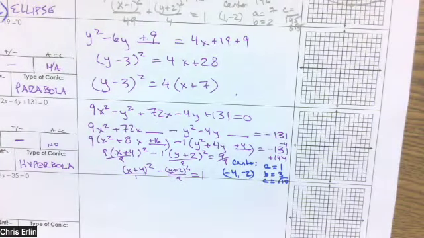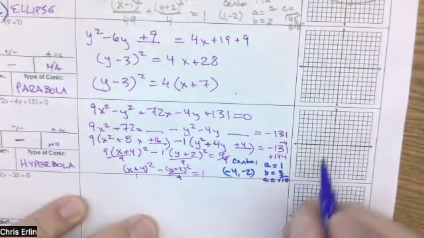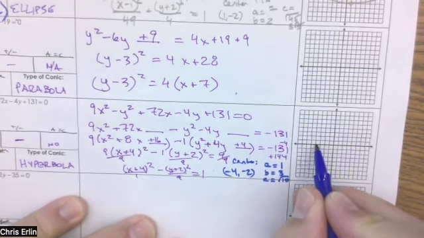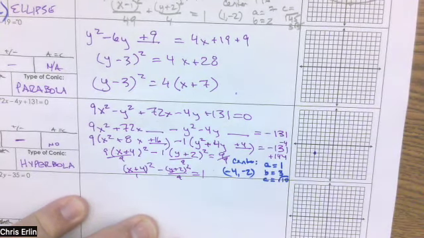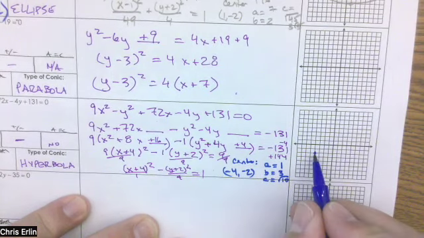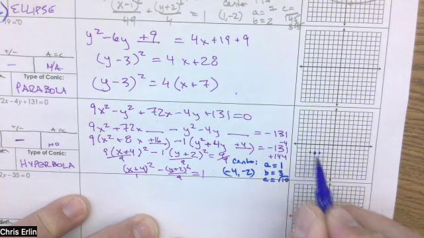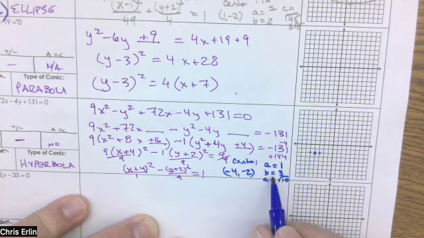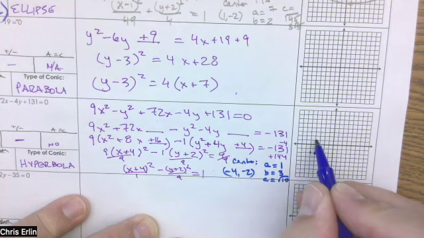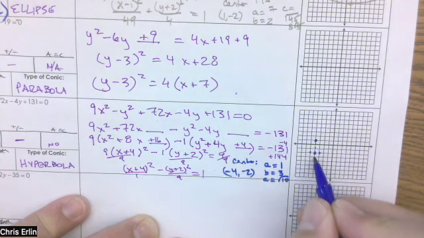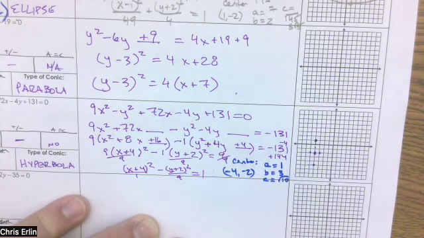So now let's graph it. I still graph the center. So I'm going to go 1, 2, 3, 4, 1, 2. There's my center point. And I still use my A to go left and right. So I'm going to put dots there. And then I'm going to put my B 3 up, 1, 2, 3, and 3 down, 1, 2, 3.